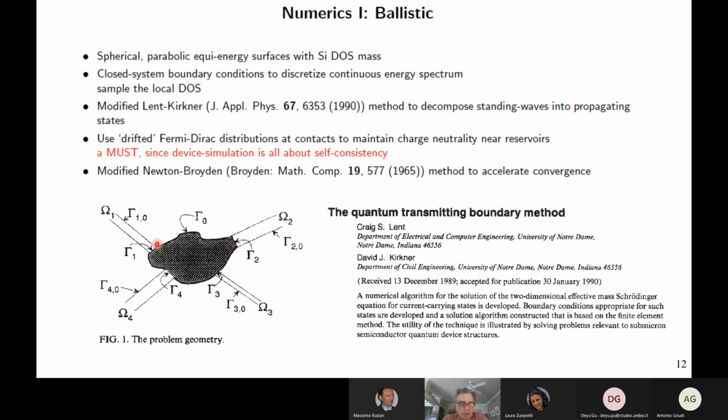You do this for every contact at different biases in principle. You calculate the square wave functions associated to each of these waves multiplied by their occupation probability, multiplied by the electron charge, and this gives you the full charge distribution in the device. And then you solve Poisson equation, and clearly you will have to iterate. You start from a guess potential, you solve Schrödinger problem with the quantum transmitting boundary method, you calculate the charge, you find a new potential by solving Poisson equation, you solve Schrödinger equation in the new potential, and you keep going until you converge, and there are various methods.